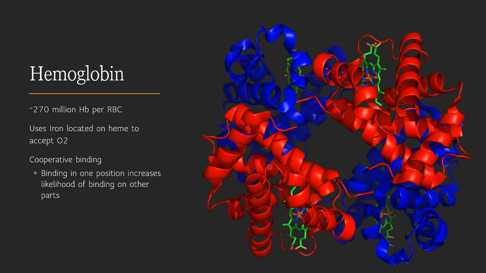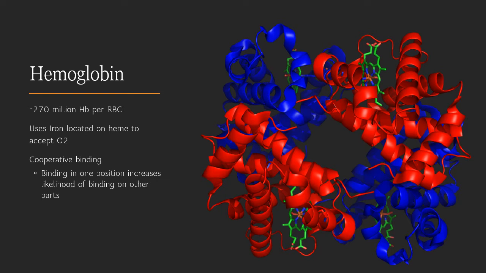Hemoglobin is located in red blood cells, where there are roughly 270 million hemoglobin per red blood cell. They are responsible for transporting oxygen to tissues throughout the body and dropping off CO2 to the lungs to be exhaled. Hemoglobin is made up of amino acid chains that contain heme in each quadrant. Heme has an iron ion that can accept O2 in the right conditions.